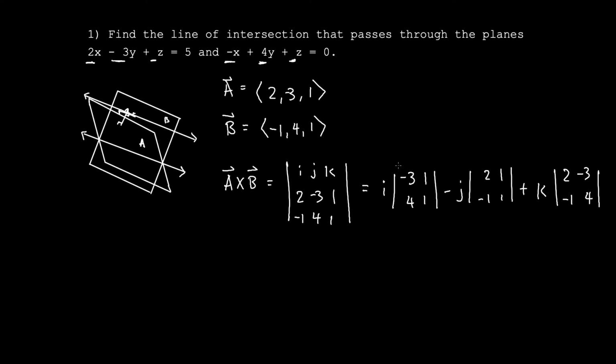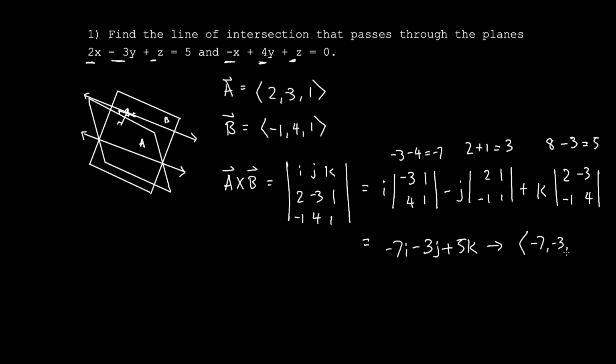Now, finding the determinant of each of these matrices, we get negative 3 minus 4 equals negative 7. We get 2 minus, and we have a negative 1 here, so it's plus 1 equals 3. And 2 times 4 is 8, so 8 minus a negative 3 times negative 1 is 3, so 8 minus 3 equals 5. We get negative 7i minus 3j plus 5k, because we don't forget about the negative here. And if we put this into a vector, we get negative 7, negative 3, and 5.